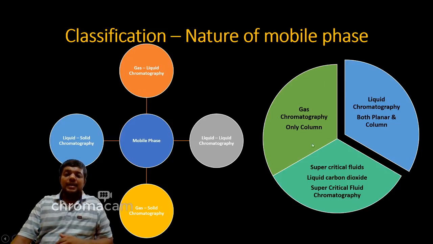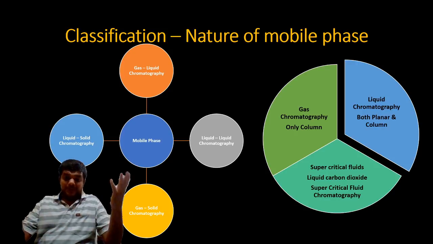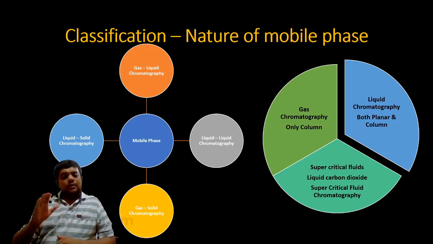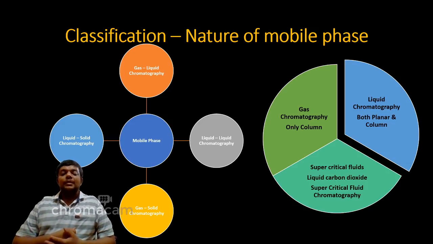So classification based on the nature of mobile phase divided into four parts would also lead us to extra information: if I am using gas chromatography, I must always have a column. Planar cannot be used because gas will diffuse out. If I have liquid chromatography, liquid as a mobile phase, I can use both planar and column. Supercritical fluid, liquid carbon dioxide, always requires a column, and it also falls under the category of column chromatography, or over here a separate class of supercritical fluid extraction chromatography.